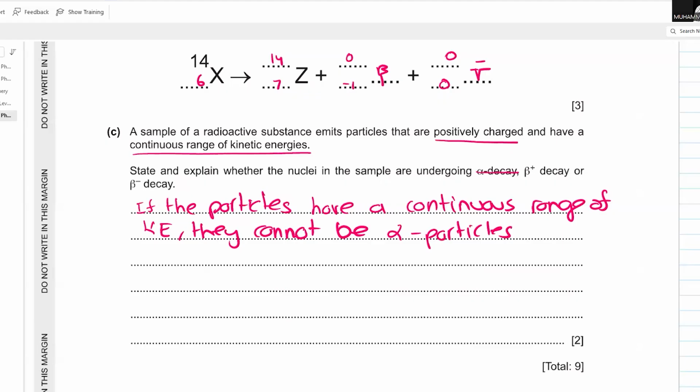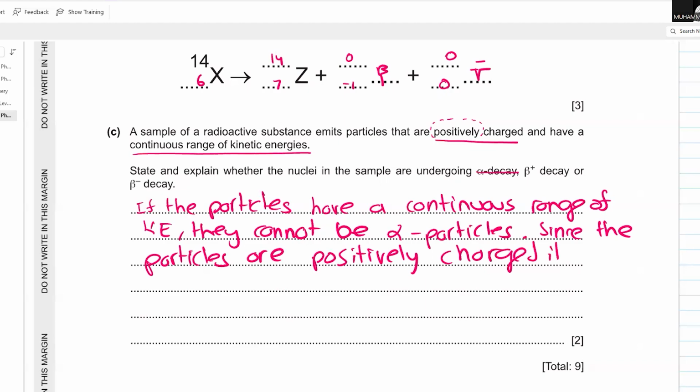Can you realize the particles are positively charged? Beta positive particles are positively charged. So you will write: since the particles are positively charged, it's a beta positive decay.